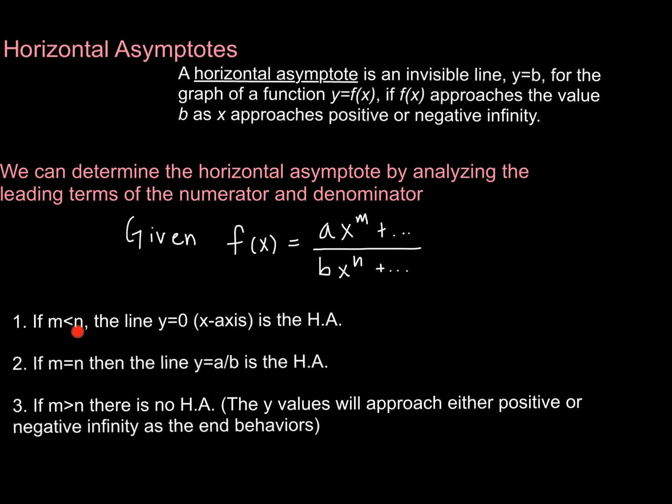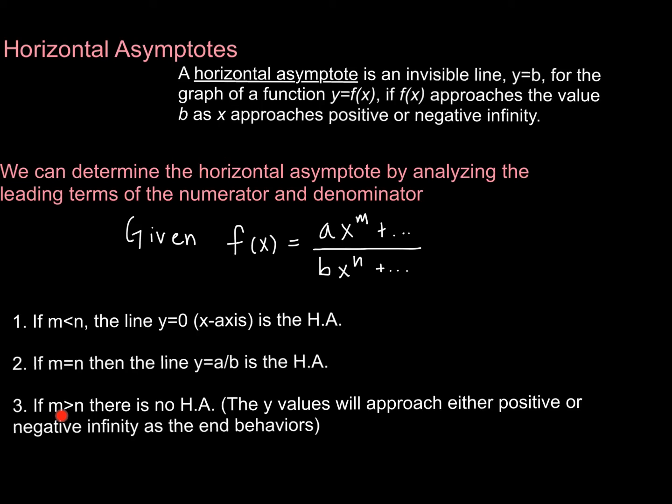So if M is less than N, and you might write above this, if the degree of the numerator is less than the degree of the denominator, then the line y equals 0, the x-axis, is the horizontal asymptote. We saw that previously. If the degrees are the same, as we saw in the second example, if M and N are the same value, then the line y equals A divided by B. In other words, just the relationship between A and B, the leading coefficients, is the horizontal asymptote. So we saw that example where we had 5 and 1. 5 divided by 1 is 5.